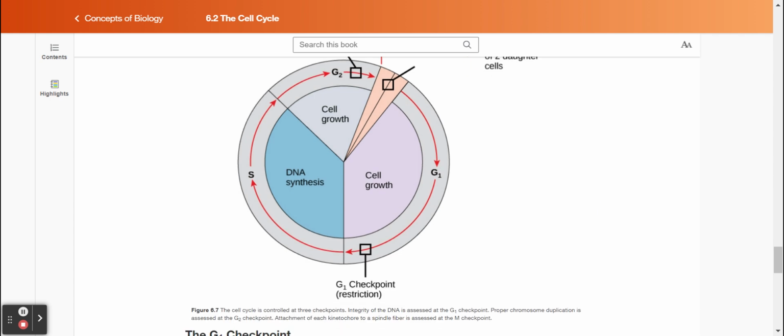Figure 6.7. The cell cycle is controlled at 3 checkpoints. Integrity of the DNA is assessed at the G1 checkpoint. Proper chromosome duplication is assessed at the G2 checkpoint. Attachment of each kinetochore to a spindle fiber is assessed at the M checkpoint.